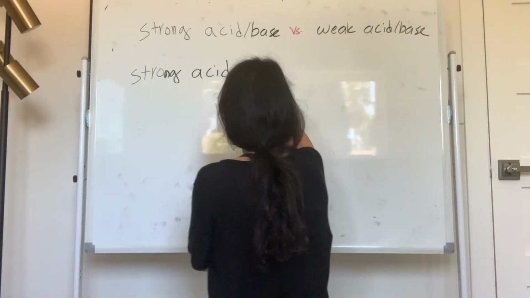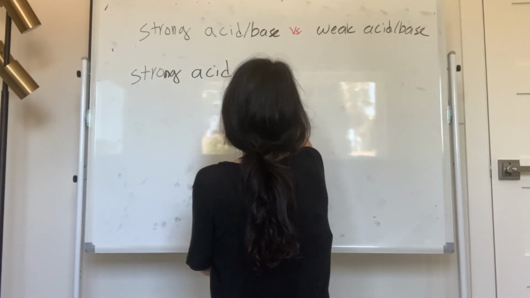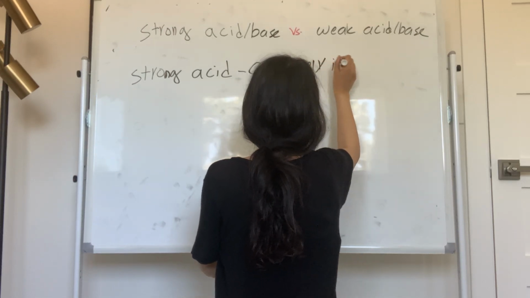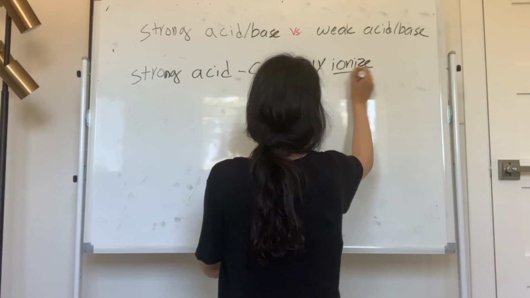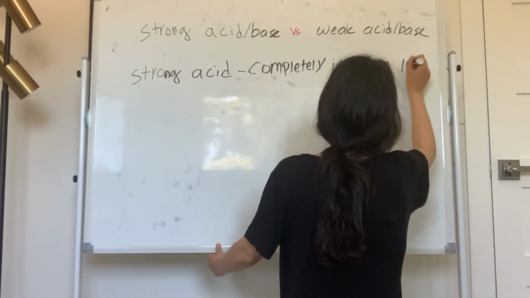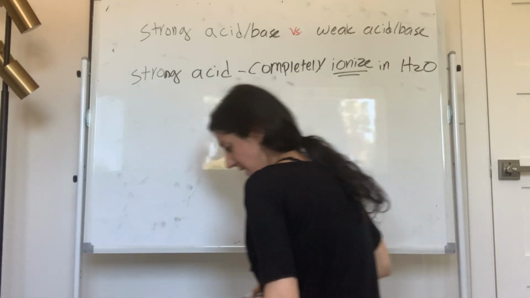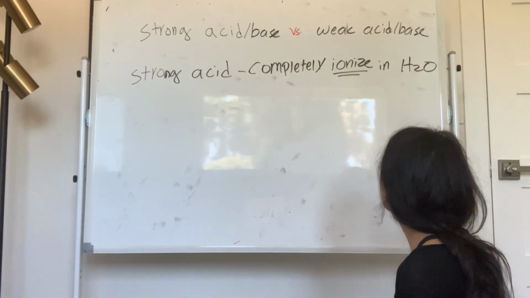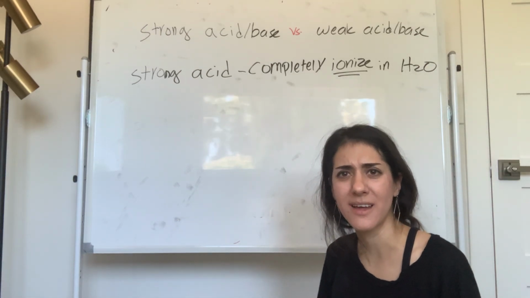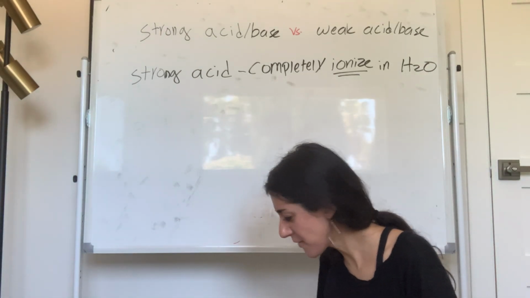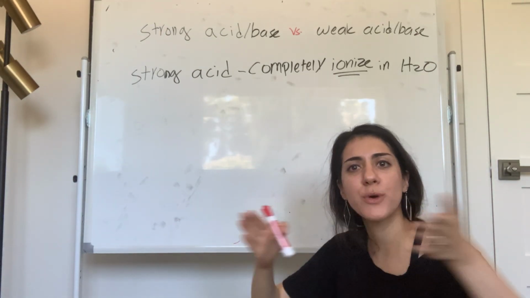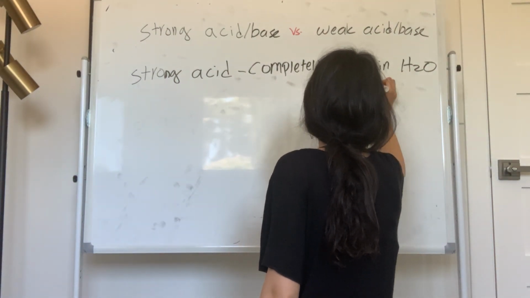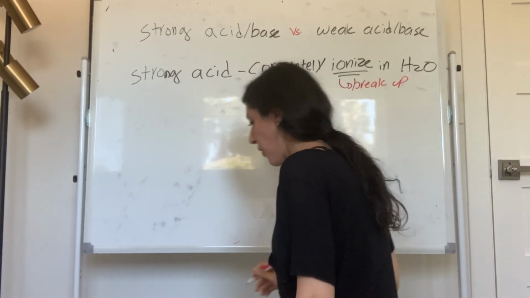What does it mean to have a strong acid? This is what it means. A strong acid would completely ionize in water. You guys know H2O means water, right? It will completely ionize in water. Well, what the heck does ionize mean? Ionize is nothing fancy. Ionize means break up. It's a fancy way of saying it would break up. It would dissociate in water.